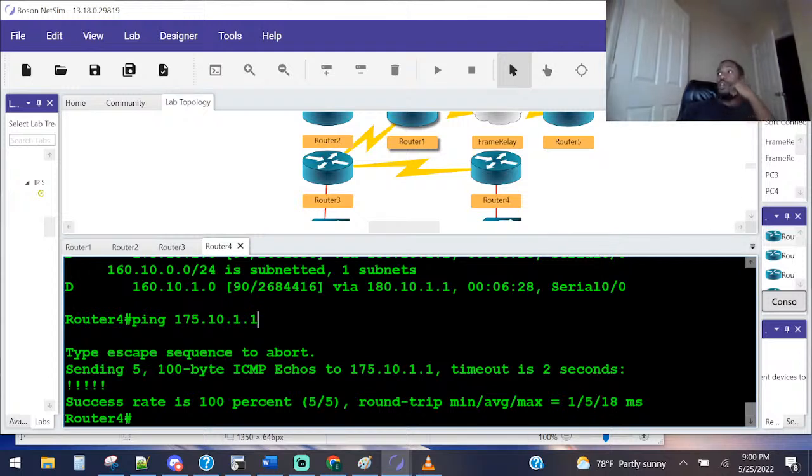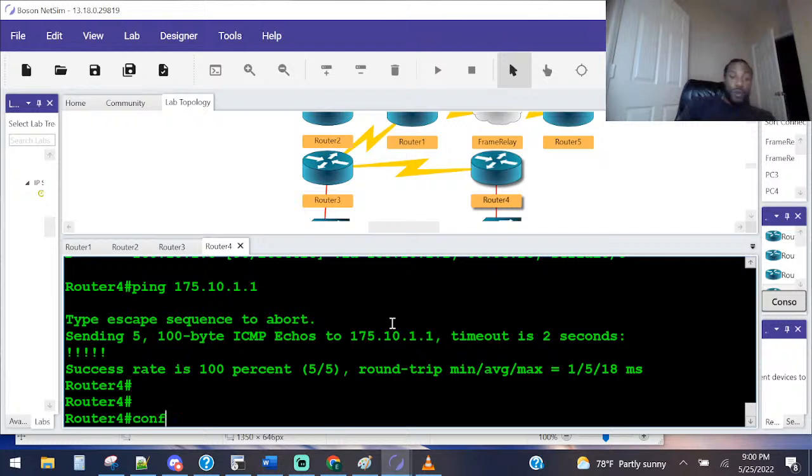On router 4, create a keychain that can be used for EIGRP authentication. Use the keychain of CCNA-chain, a key of 1, and a string of boson. Now I forgot how to do keychains, but let's try it anyway. Let's see if I remember. We'll go to global config mode.